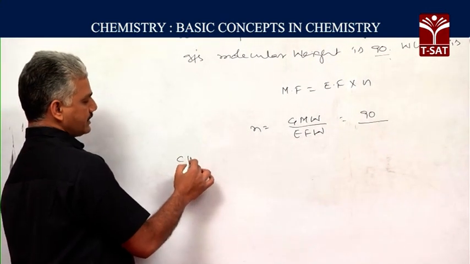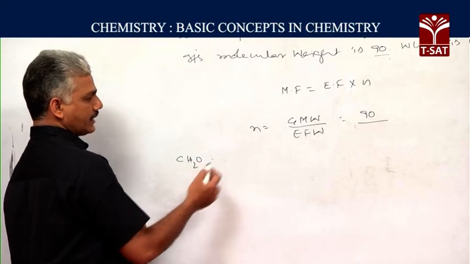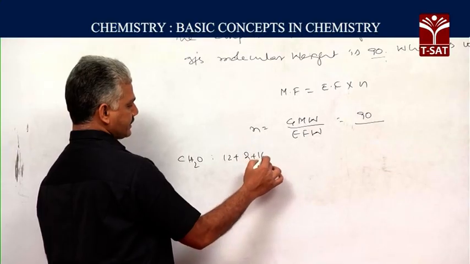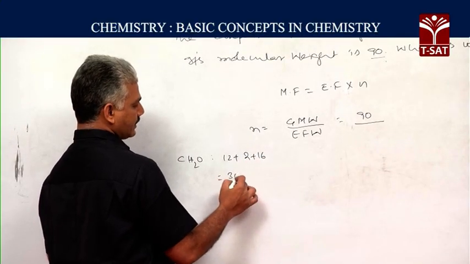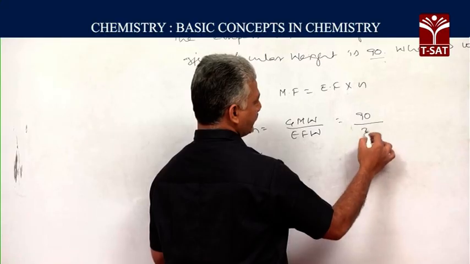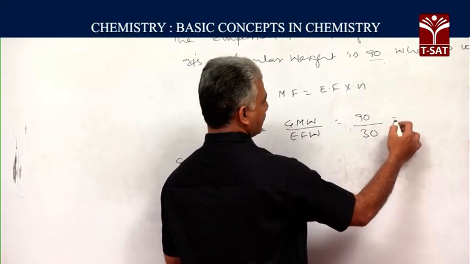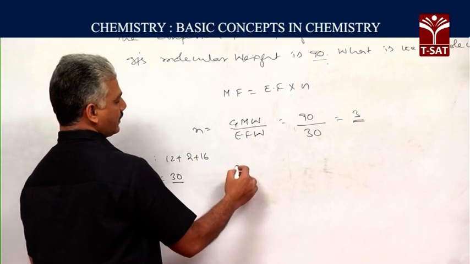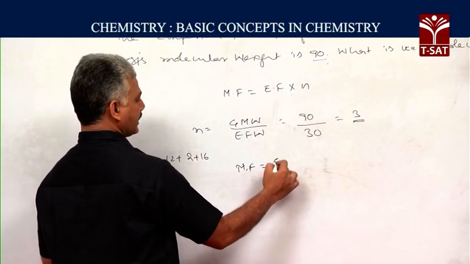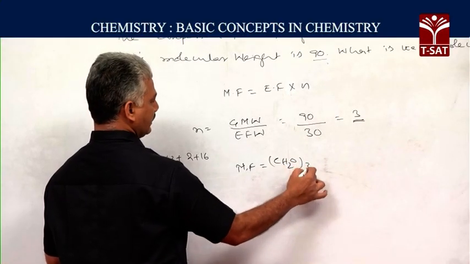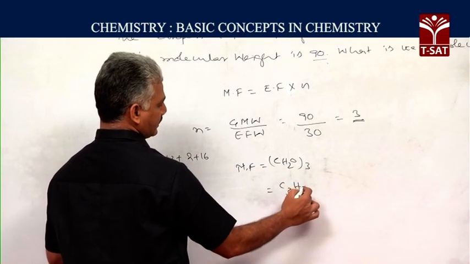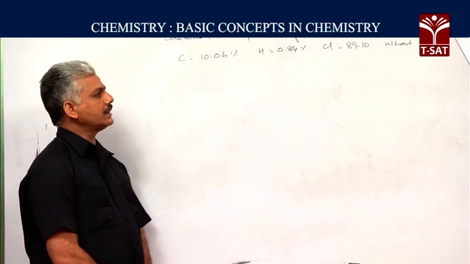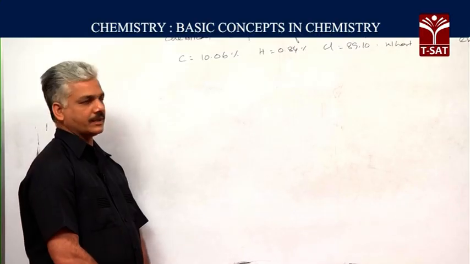Empirical formula weight we have to calculate from the empirical formula just like molecular weight. Empirical formula is given as CH2O. So, the corresponding weight comes out to 12 plus 2 plus 16, that is 30. So, 90 divided by the empirical formula weight of 30 comes out to 3, a perfect integer. Therefore, the molecular formula is CH2O taken 3 times, or C3H6O3.